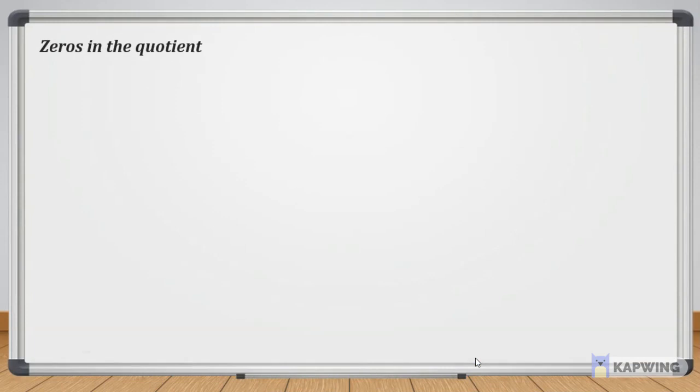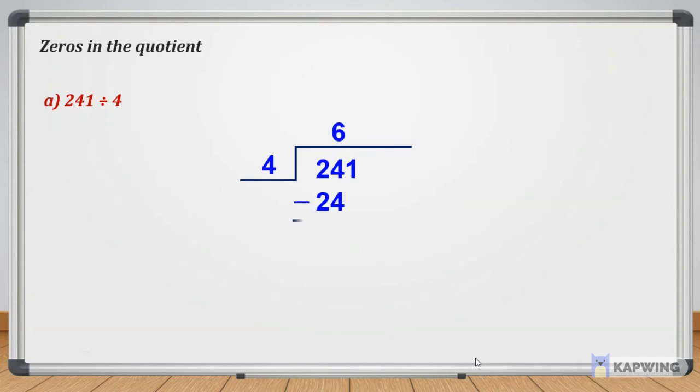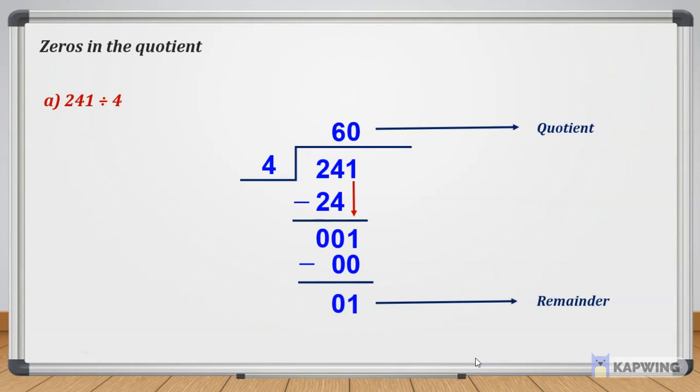Now let's see some sums where 0 is in the quotient. 241 divided by 4. So again we will check here the first digit, which is 2, and it is smaller than 4, so we will consider two digits, so 24. So 4 sixes are 24. 24 minus 24 is 0. Now the next step is take the next digit down, that is 1 we will take down. Now check, does 1 come in 4's table? No, it's not. But once we have taken a digit down, we have to divide it. So we will divide it like this. 4 zeros are 0. So 1 minus 0 is 1. Now here 60 is our quotient and 1 is our remainder. So therefore we will write quotient is equal to 60 and remainder equal to 1.